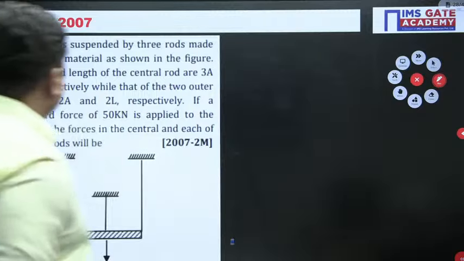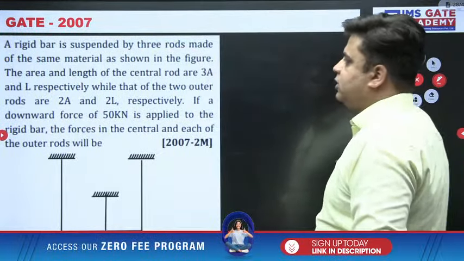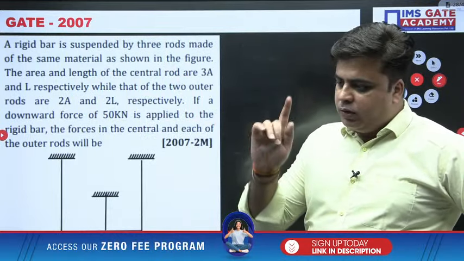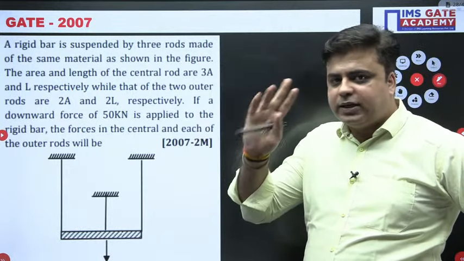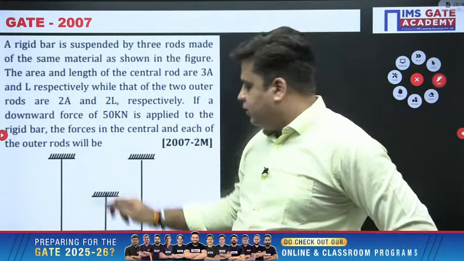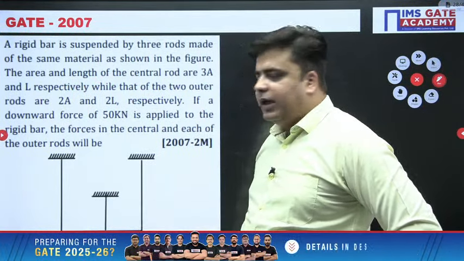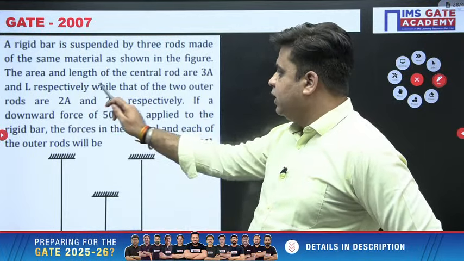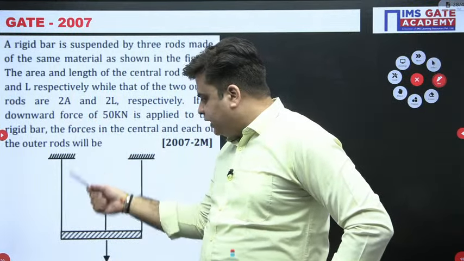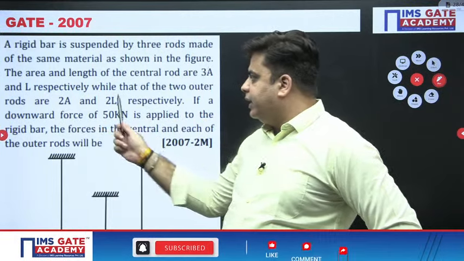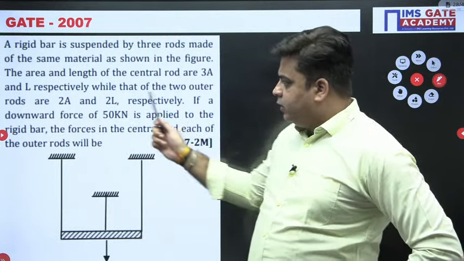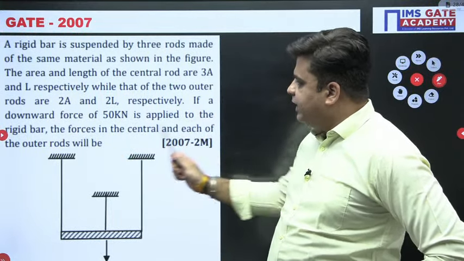Try this question. The question says that a rigid bar is suspended by 3 rods made of the same material. So if rods are made of the same material, their Young's modulus will be same, their Poisson's ratio will be same. The area and length of the central rod are 3A and L. While that of the other 2 rods, area is 2A and the length is 2L respectively. If a downward force of 50 kilonewton is applied to the rigid bar, the forces in the central and each of the outer bars will be.